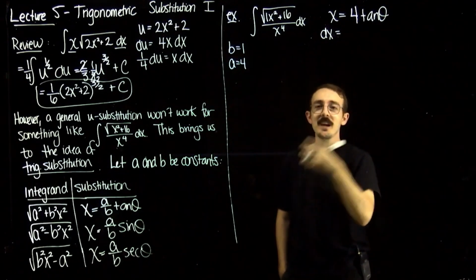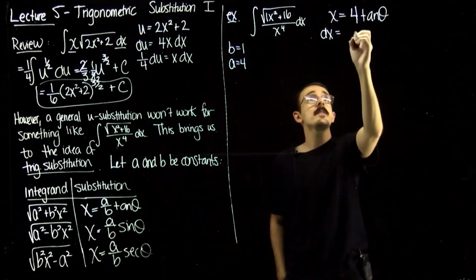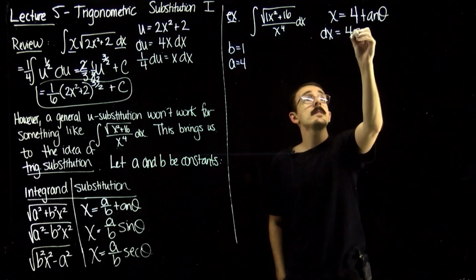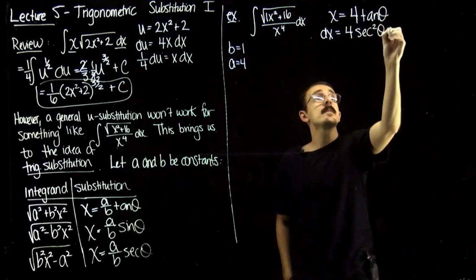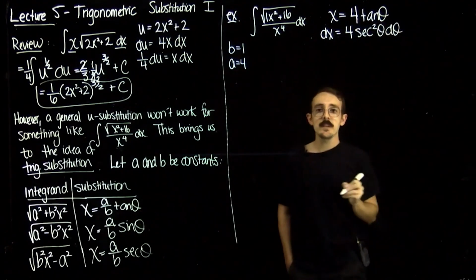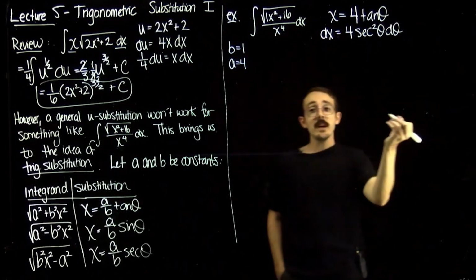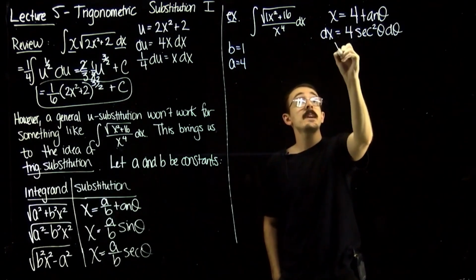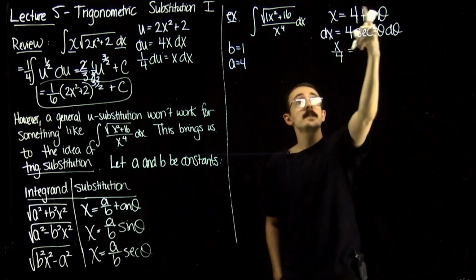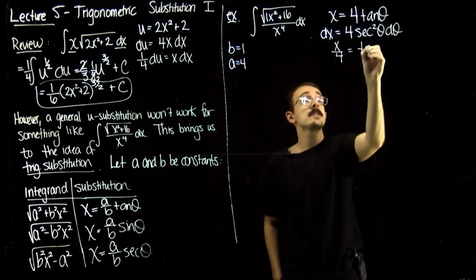So just like u-substitution, I have a step now where I take the derivative. Derivative of this is 4 secant squared, since secant squared is the derivative of tangent. So it's 4 secant squared d theta. Something else I'm going to write to help me is that x over 4, so taking this first equation, x over 4 is tangent.